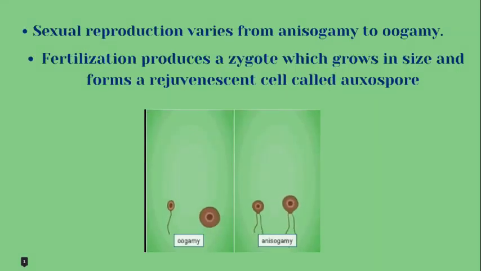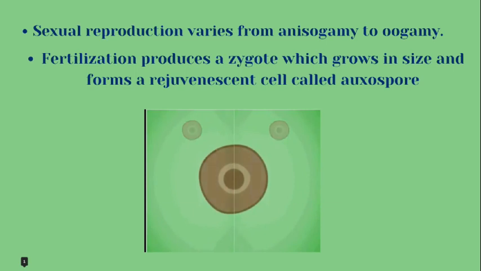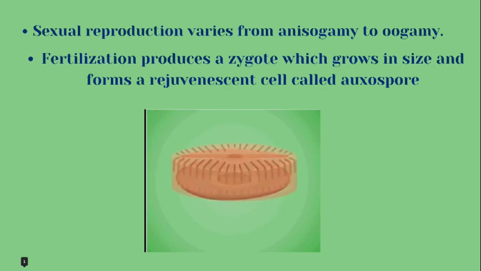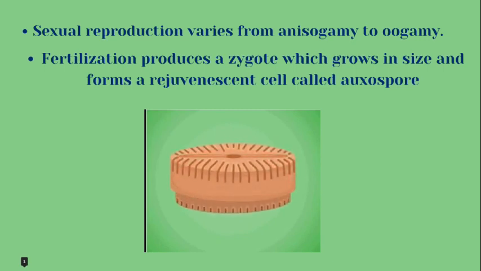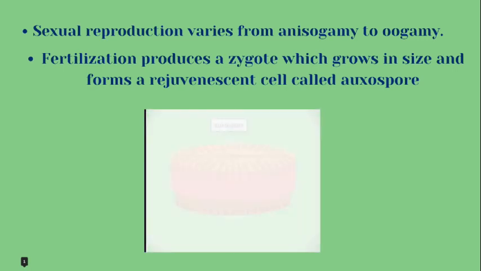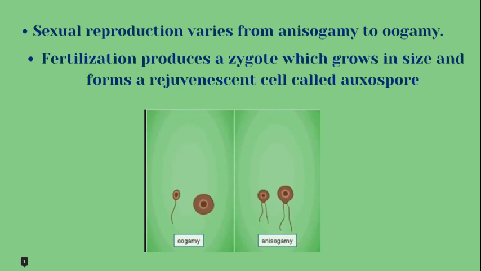This problem is mostly solved during sexual reproduction. Sexual reproduction varies from anisogamy to oogamy. During sexual reproduction, fertilization produces a zygote which grows in size and forms a rejuvenescent cell called an auxospore, so that it retains its maximum size, that is, the original size.